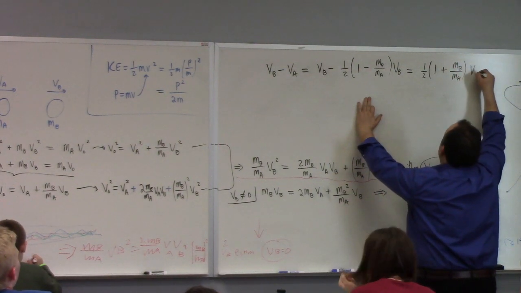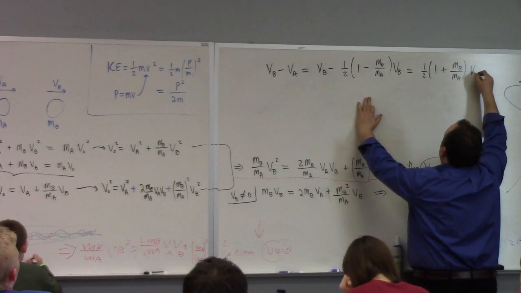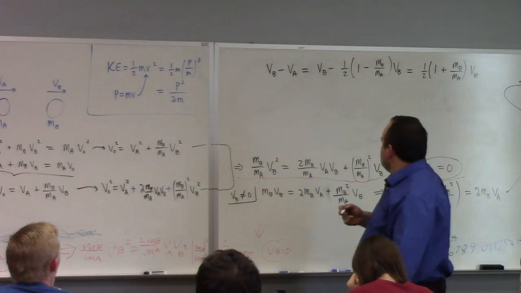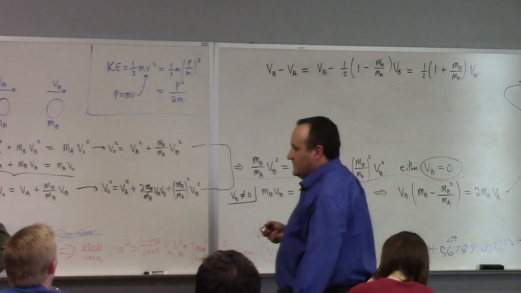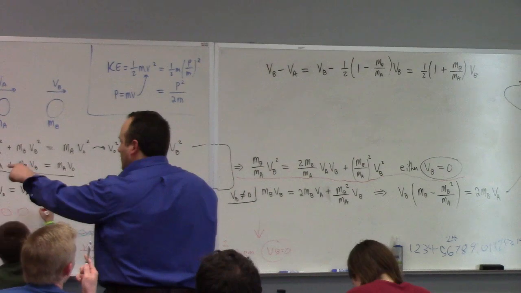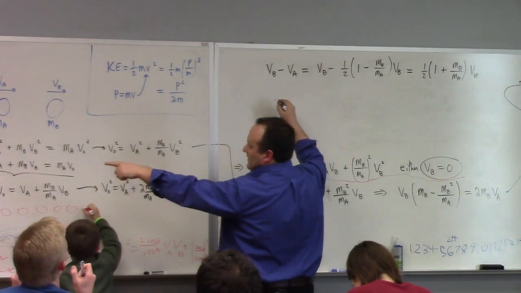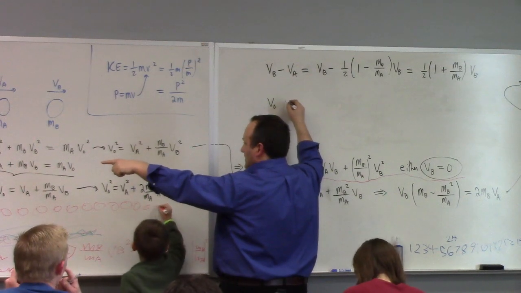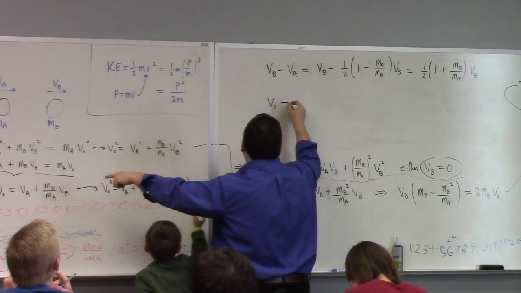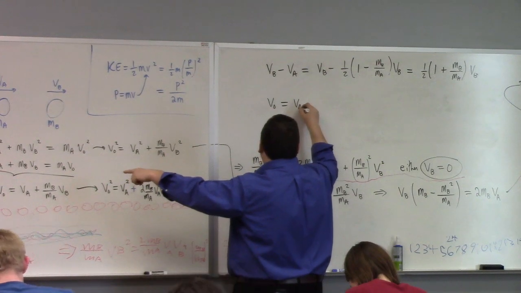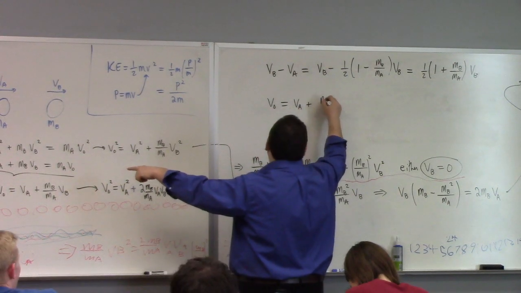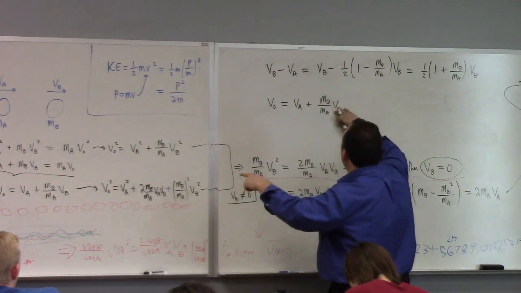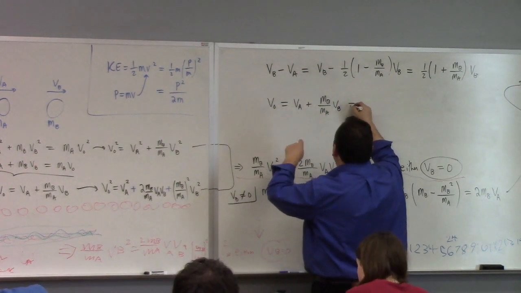VB? Yeah? Well, that's still not showing it to me yet. How about this? Oh, V naught. What's V naught equal to? I should use momentum conservation, guys. Sorry. So V naught is equal to VA plus MB over MA times VB, right? So what's this equal to?